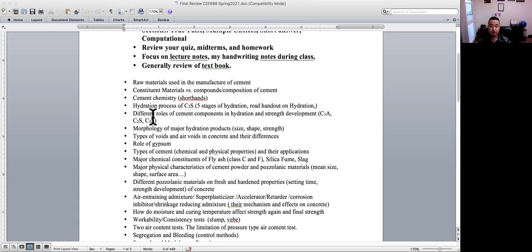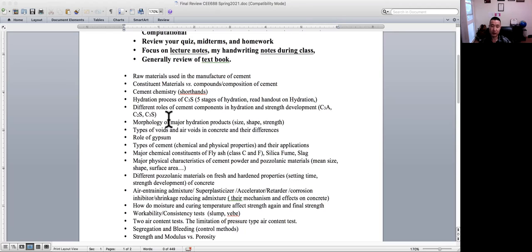And different roles of cement components in hydration and strength development. So how the reactions of C3A, C2S, and C3S differ from each other, and what are the hydration products for these compounds? And what's the difference in morphology, which means the shape, size, and density of these major hydration products, and also the strength. Remember, the strongest hydration product is always CSH.